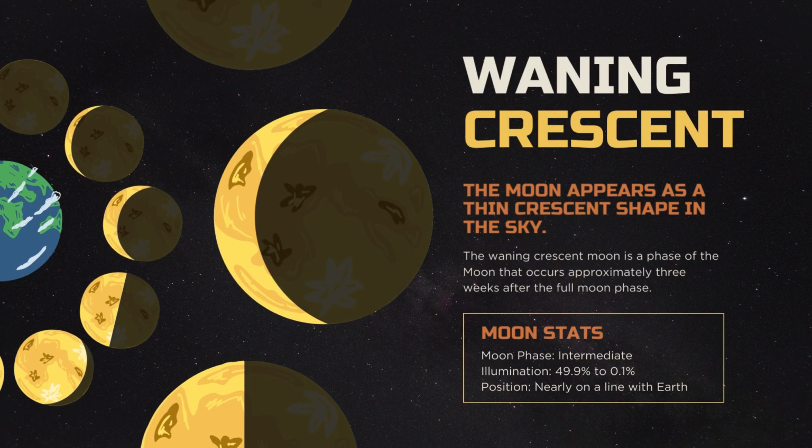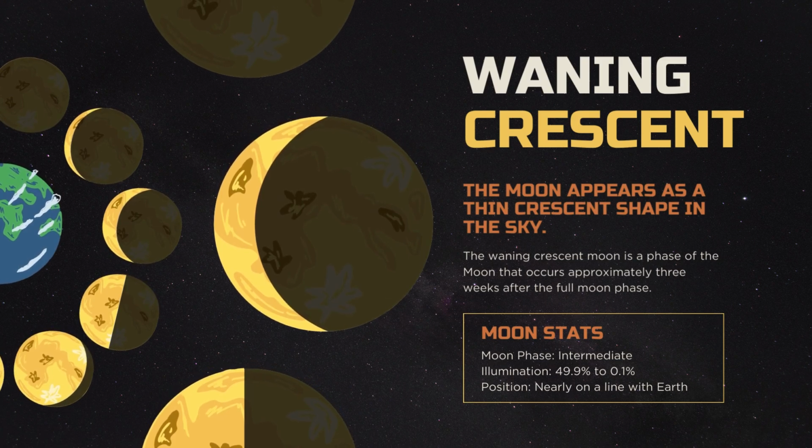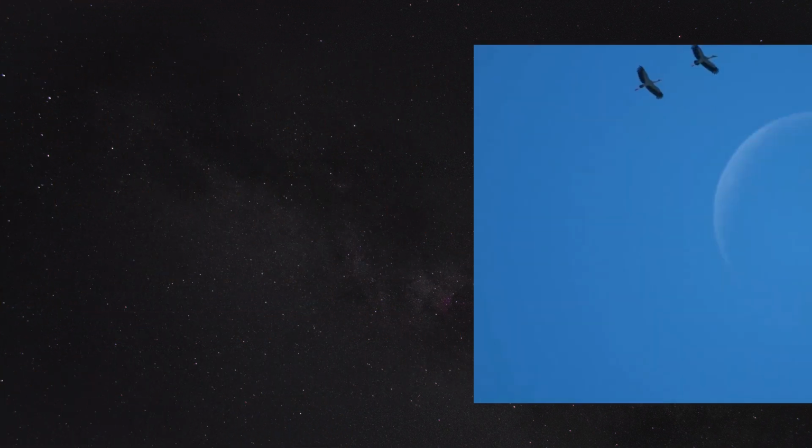The waning crescent phase occurs as the moon approaches its new moon phase. During this time, the illuminated portion of the moon continues to decrease, leading to the gradual diminishment of its crescent shape.